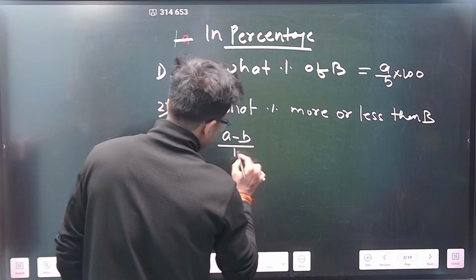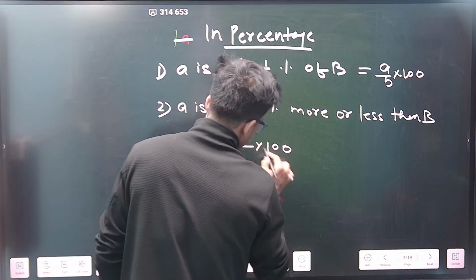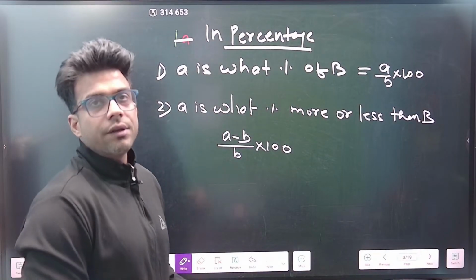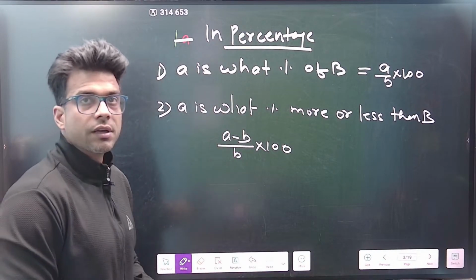A minus B by B into 100. These are the two things which are frequently being used. Okay, frequently being used. Okay, clear?